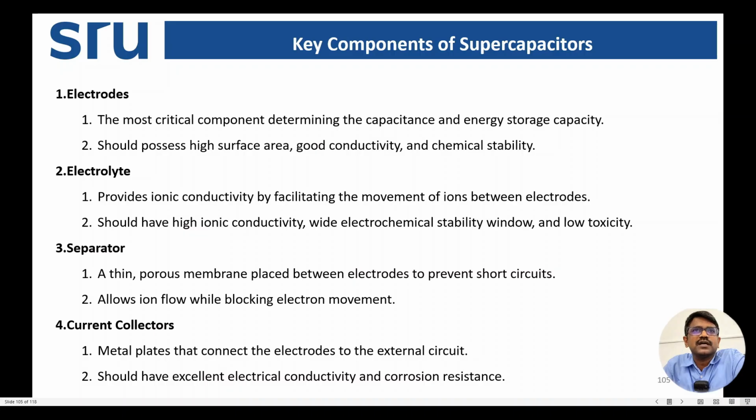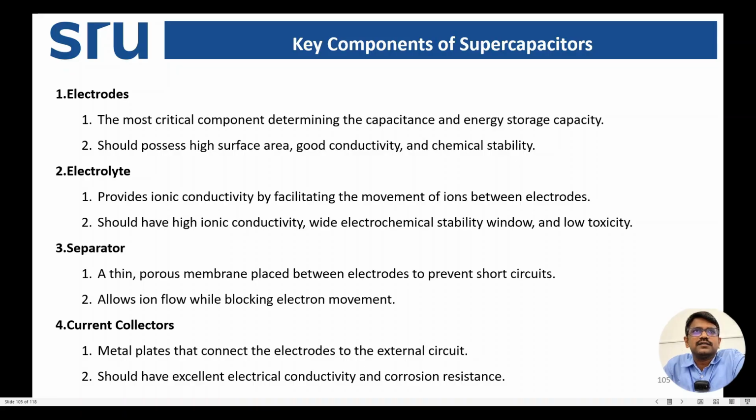Electrodes should possess high surface area, good conductivity, and chemical stability. Next, electrolyte. Electrolyte provides ionic conductivity by facilitating the movement of ions between electrodes. The electrolyte should have high ionic conductivity, wide electrochemical stability window, and low toxicity.